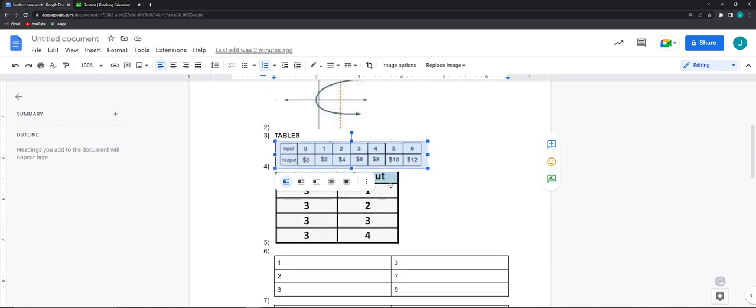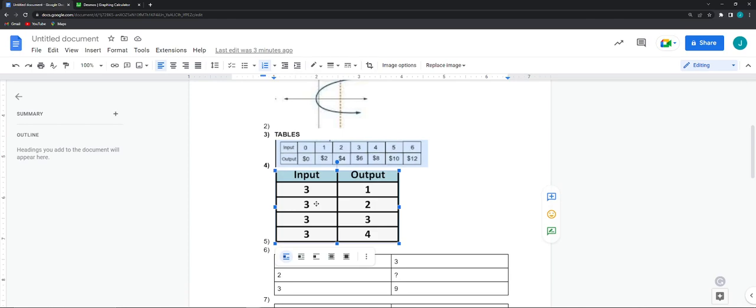Now for a counterexample is right here. If I bought 3 candy bars, it would only cost $1. 3 candy bars, 2, 3 candy bars, 3, 3 candy bars, 4. So it's sort of like, it's not really the same.